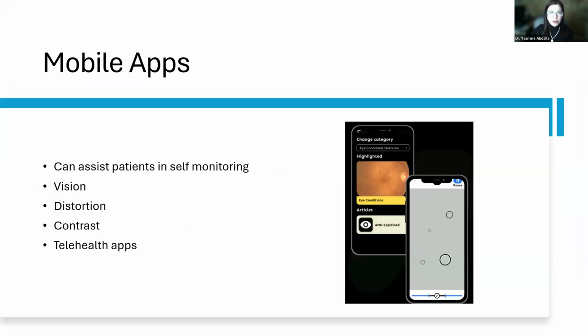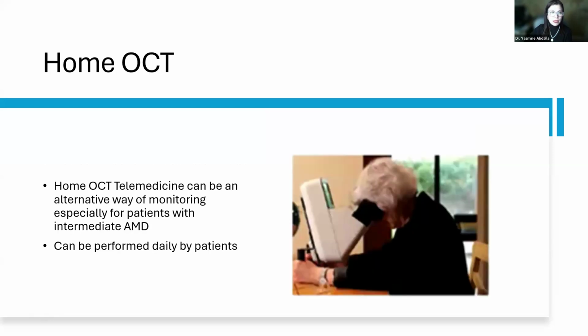Finally, we're all in the age of mobile phones, and mobile apps are there to help patients assess their vision, their distortion, their contrast, and telehealth apps are really on the rise. Home OCT, alongside telemedicine, is quite widespread in the US, where they have a more established home monitoring system. The patients can have that device at home. They assess themselves daily, and there's an observation center that collates all the data, and then the patient can see the physician if required. So this is what's new.